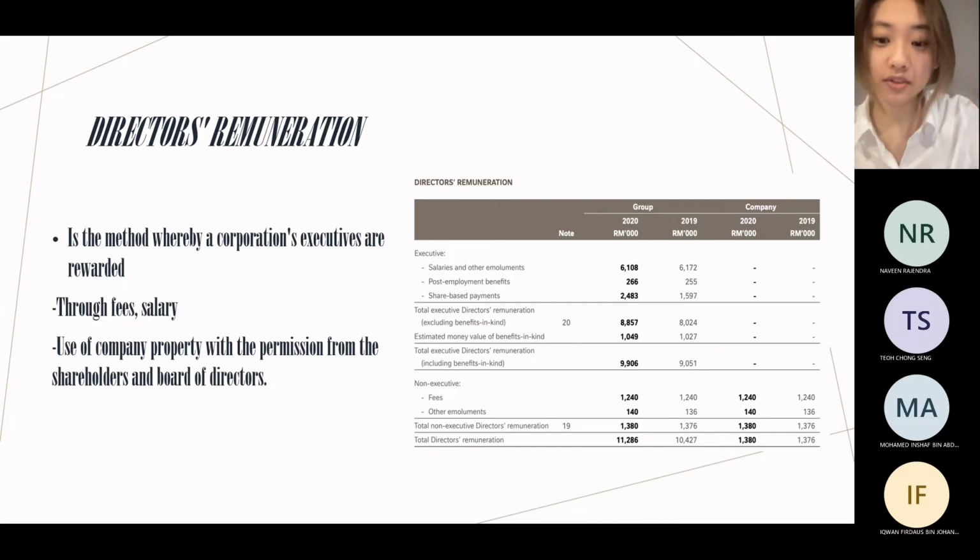Director remuneration refers to how directors of a company are compensated by a company for their service, usually fees, salary, use of company property, or other benefits. The packages are first approved by the shareholders and the board of directors. However, referring to the diagram, it shows that in the company, the total director remuneration amount is 11,268,000, consisting of total executive director remuneration of 9,906,000 and total non-executive director remuneration of 1,380,000.